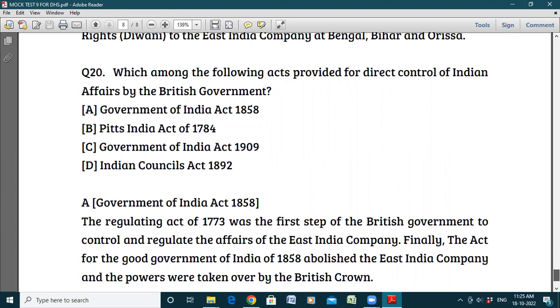So what happened with the Government of India Act 1858? Control went to the British government. The Regulating Act of 1773 was the first step of British government to control and regulate the affairs of the East India Company. Finally, the Act for the Good Government of India of 1858 abolished the East India Company and the powers were taken over by British government.